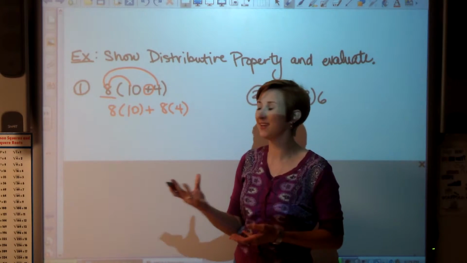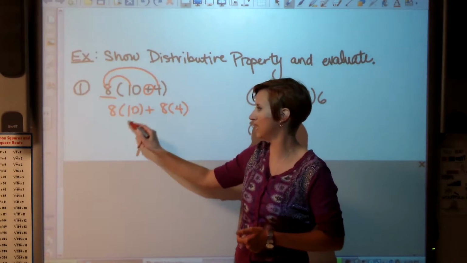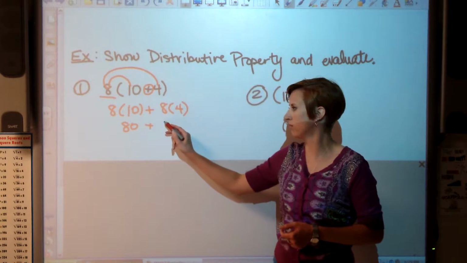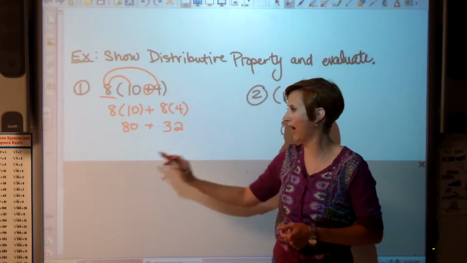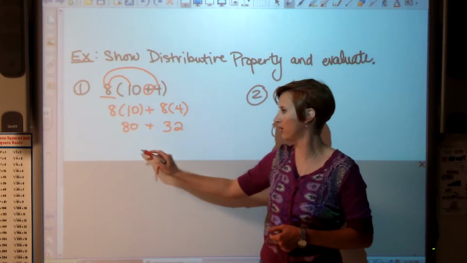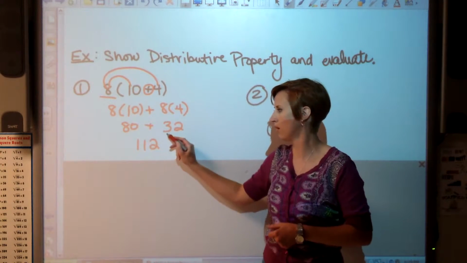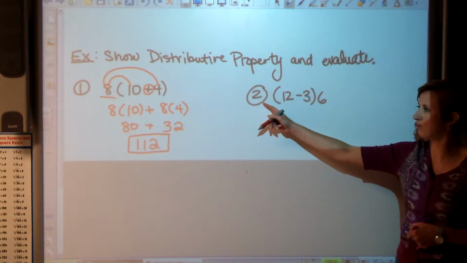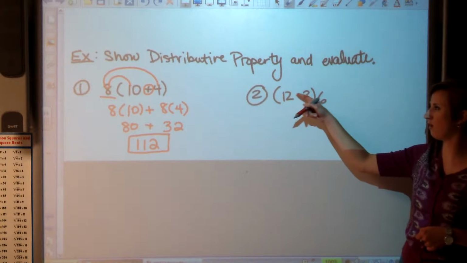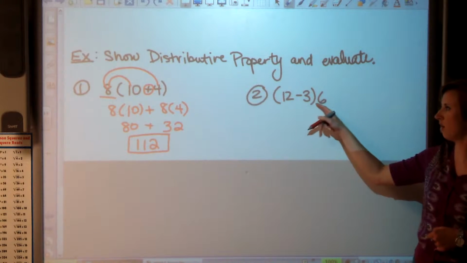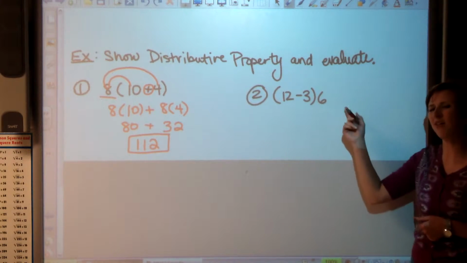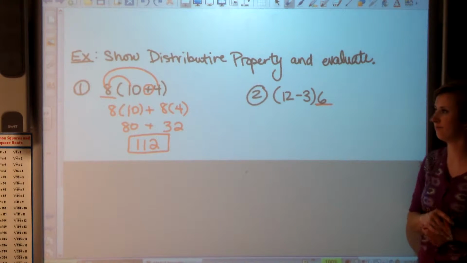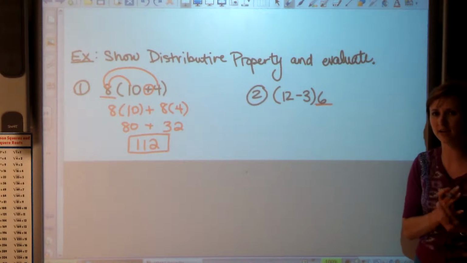And if you look at the arches, it kind of looks like a rainbow now. All we have to do is multiply. 8 times 10, 80, plus 8 times 4, 32. Add them together, 80 plus 32 is 112. Box that in, we're good. Now number 2, we're given parenthesis 12 minus 3, close it off, and then 6. So it's a lot like number 1, but my number on the outside is on the right side. That's okay, we still do it the exact same way.